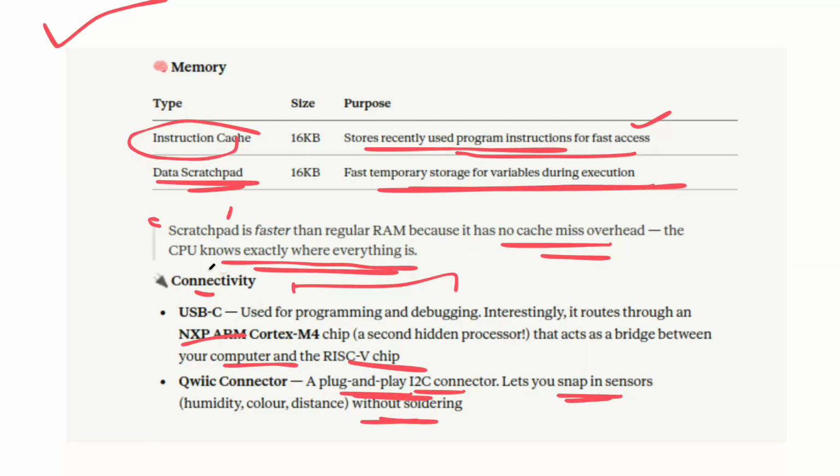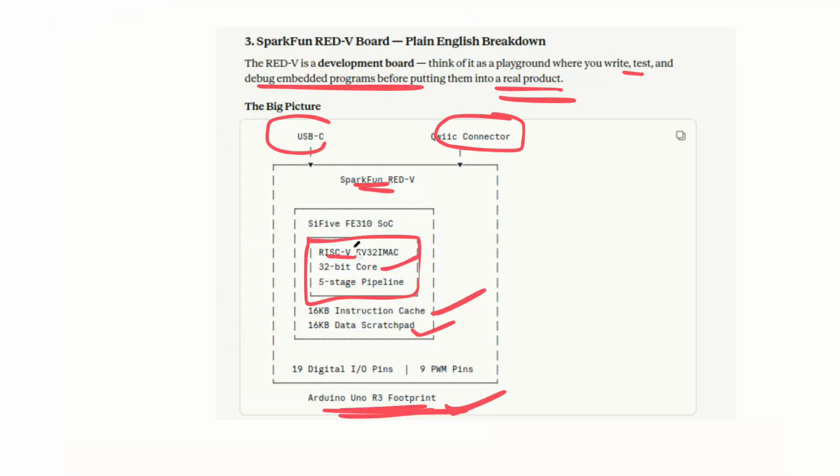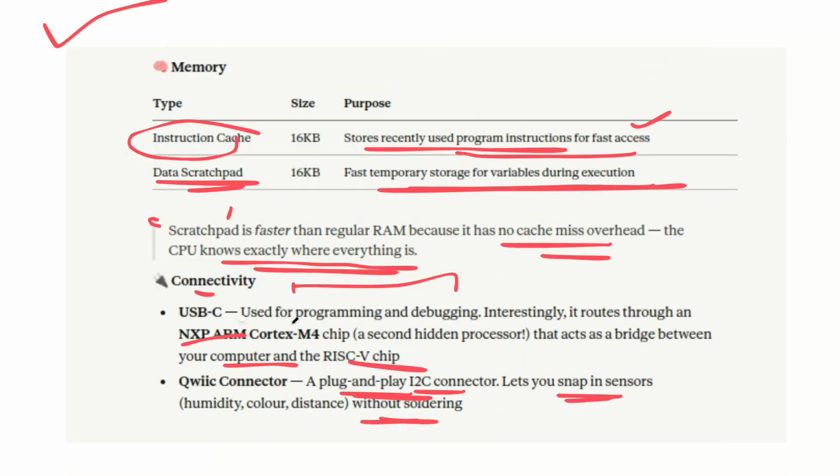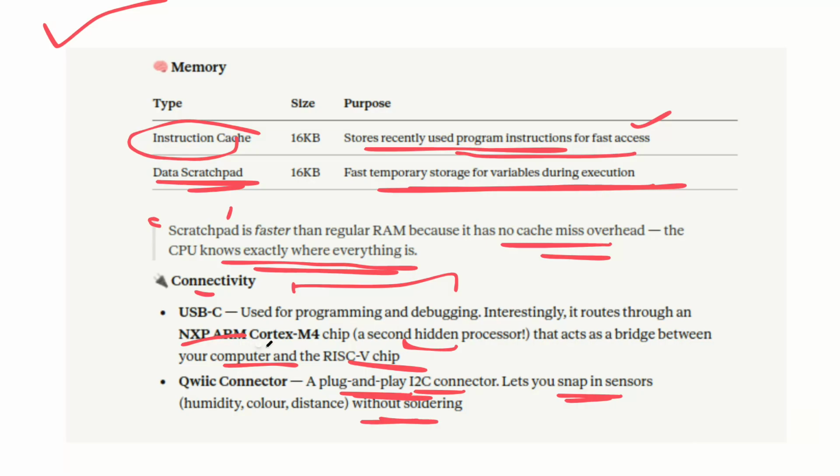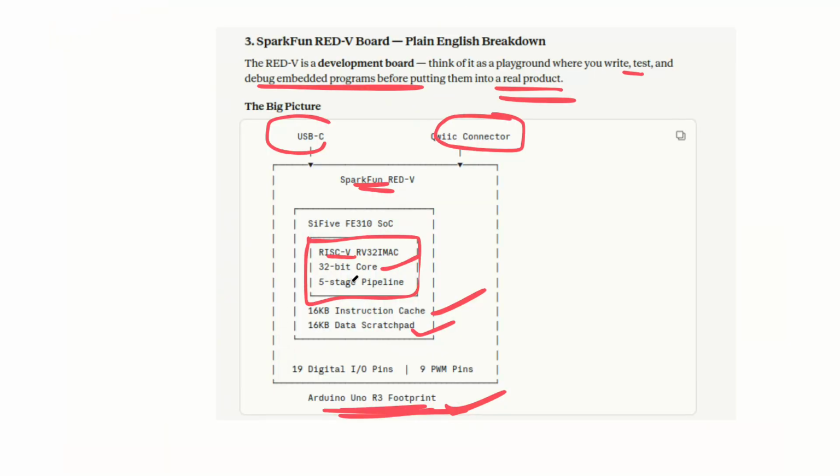Now here you can see USB-C is used for programming and debugging, and it is routing through an NXP ARM Cortex M4 chip, right? So this NXP ARM Cortex M4 chip is a second hidden processor.